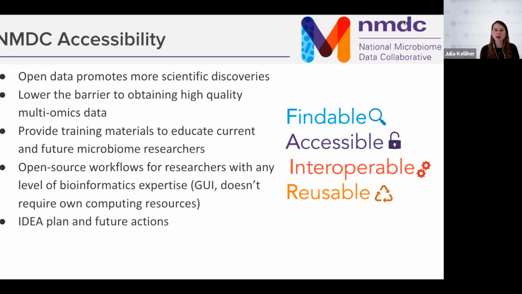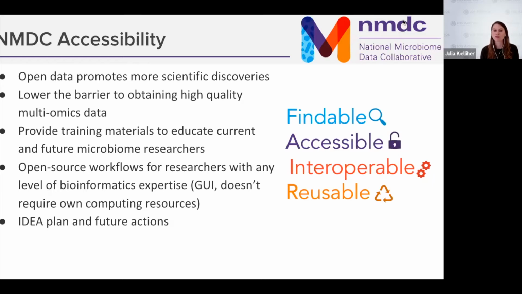And a little bit about what the NMDC is doing in terms of accessibility. So like I said, our open data and the data portal really promote scientific discovery and the beginning of scientific questions. And this lowers the barrier to obtaining high quality multi-omics data by providing people with this open data that they can analyze on their own or analyze against their data, or create models or other scientific questions from that. The NMDC is also providing training materials to educate current and future microbiome researchers on best practices and lowering that barrier to entry through educational materials.